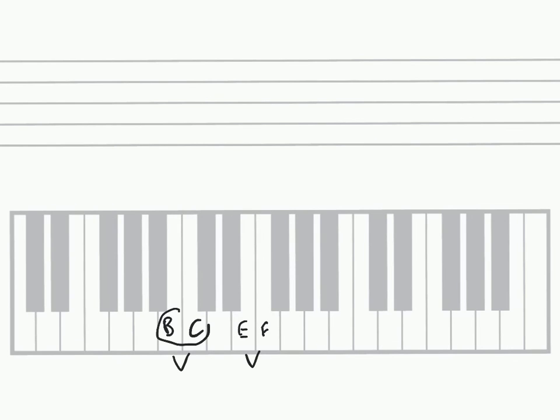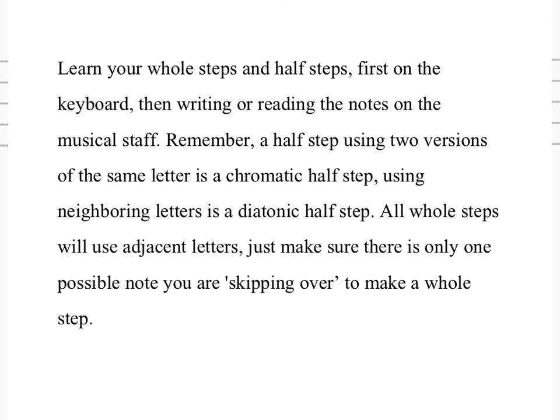So it's uniquely when B and C or when E and F follow each other. Those are half steps. All of the other adjacent letters, including using only one of these rather than both, like D to E or F to G, those are whole steps. Learn your whole steps and half steps first on the keyboard, and then writing or reading the notes on the musical staff.